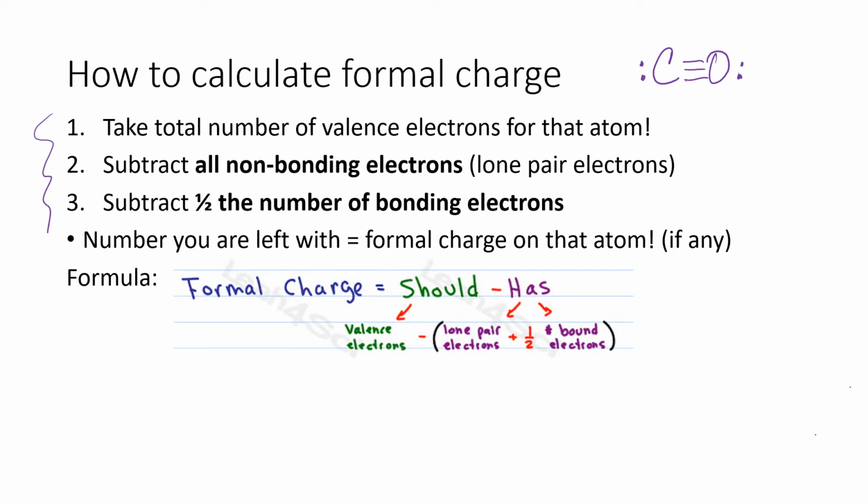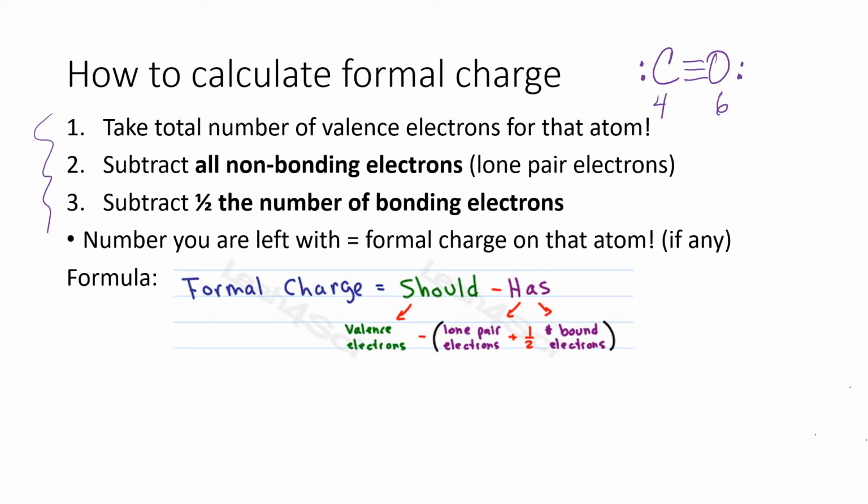So now we can focus our attention on calculating formal charge for each individual atom. And that's one thing you should realize right away. When we talk about formal charge, we're going atom by atom within the structure. So we want in step 1 to take the total number of valence electrons for just that atom. In the case of carbon, we know that to be 4. In the case of oxygen, we know that to be 6.